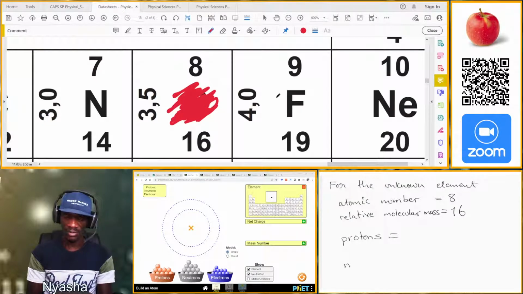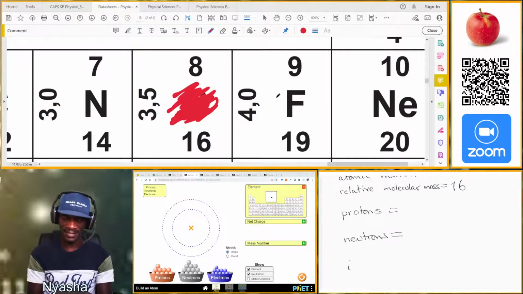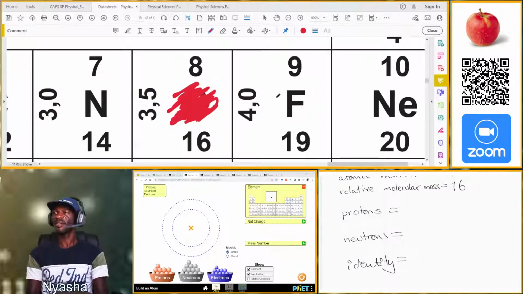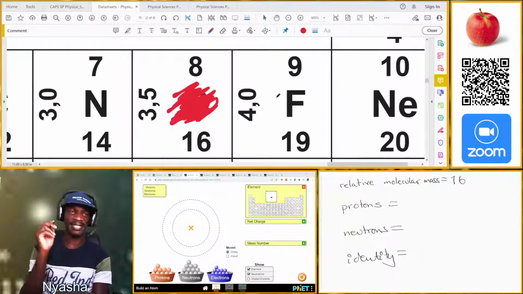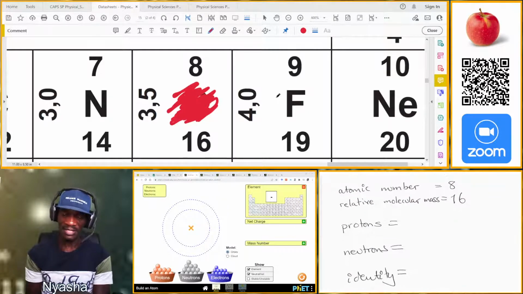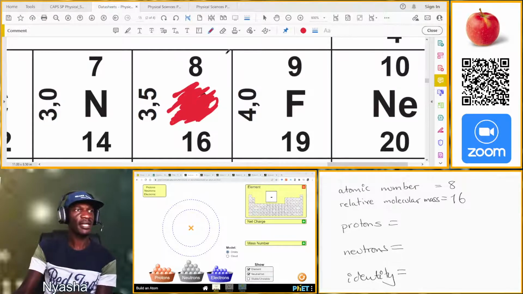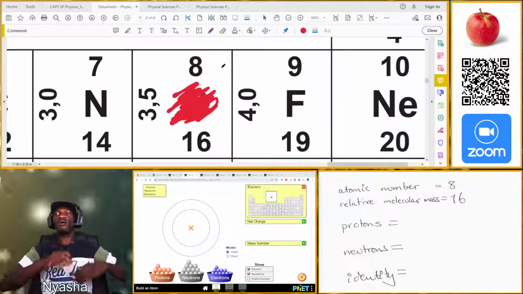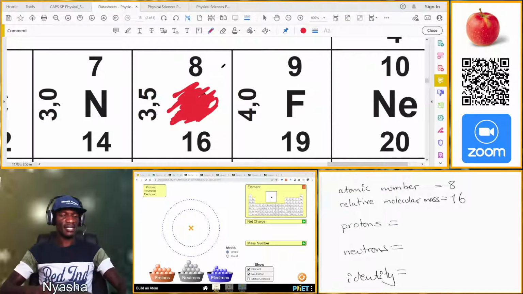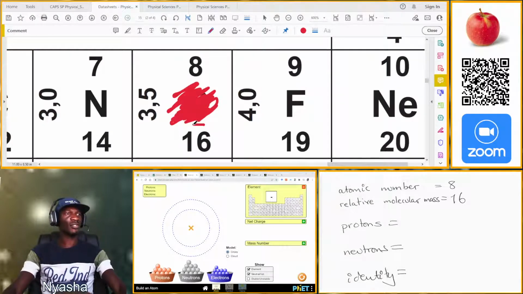The number of neutrons, so that we can find its identity. Right. Number of protons, number of neutrons, then we can find its identity. So if we have been given this information that this particular element has an atomic number of 8, what is the number of protons of this element? What is the number of neutrons if we know its relative atomic mass?